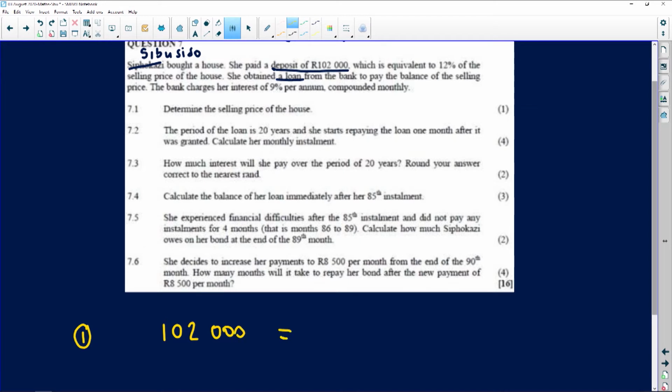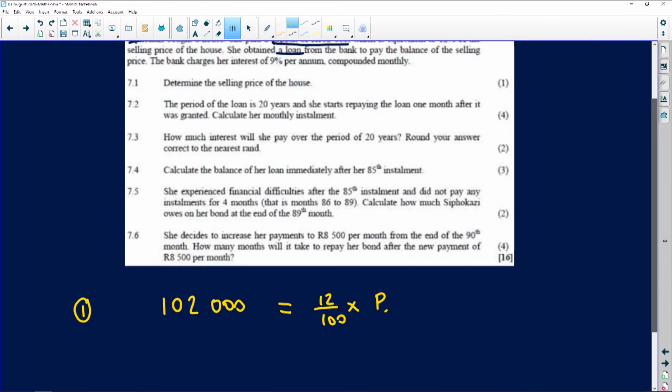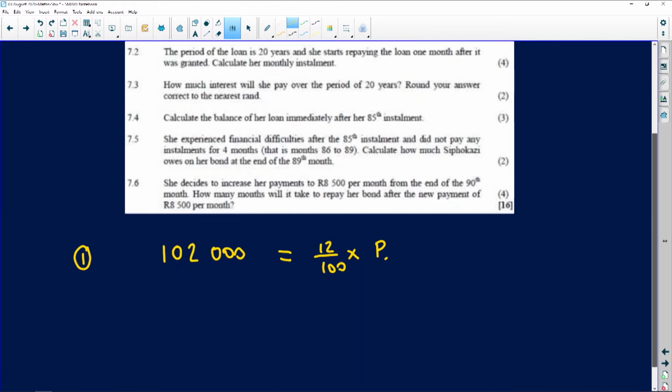102,000 is 12% of the selling price. It's 12% of the selling price, right? Now, if this is the case I'm dealing with here, we know that 102,000 is 0.12 times the selling price. So if I want to make the selling price the subject of the formula, I'm just going to have to divide both sides by 0.12.